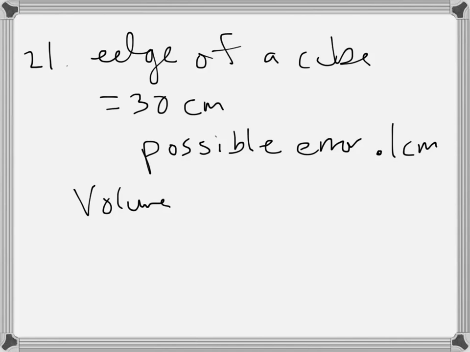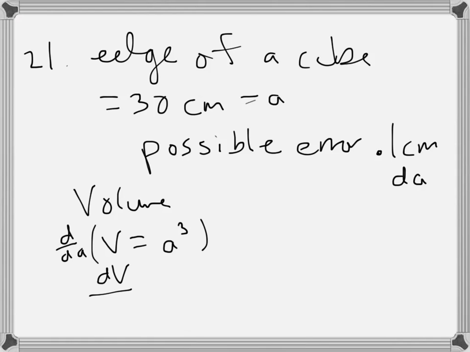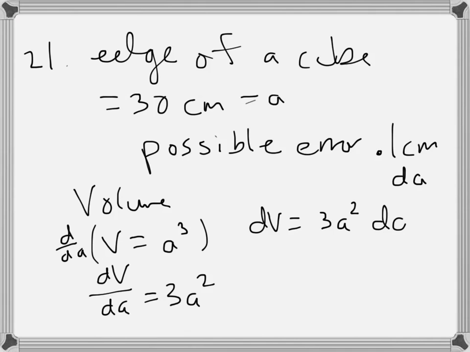Well, the volume of a cube, V, is A cubed. So if A is the side length, then this 30 centimeters is A, and the possible error is dA, right? That's how much A can change. So I'm going to take the derivative with respect to A, and I get dV/dA equals 3A squared. I don't put anything else because A is the respective variable. So this is kind of like the previous sections before 2.7. And I can solve for dV by writing dV equals 3A squared dA.